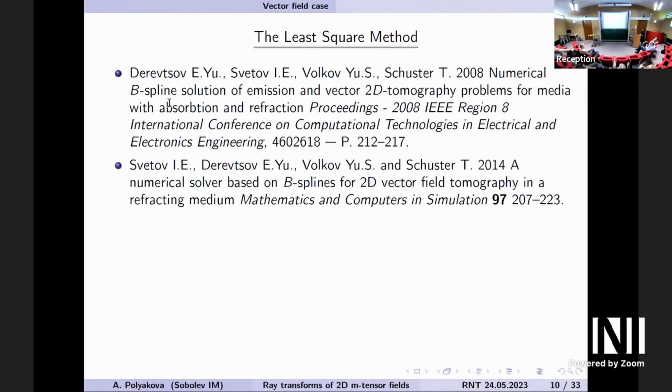And how did we solve this problem? Well, without usage of inversion formulas, we applied the least squares method. Basis fields in the Minkowski space were constructed with usage of B-splines. The advantage of this method is that it can be applied for media with absorption and diffraction. But the disadvantage is that this method requires a lot of time and resources.